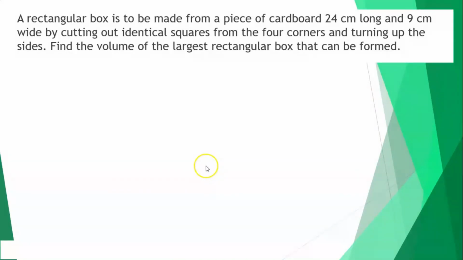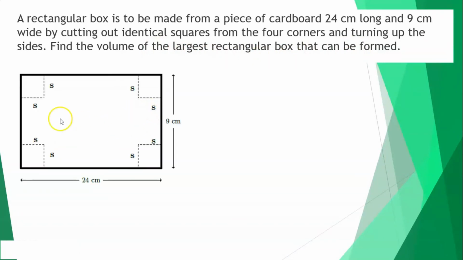Okay, another. A rectangular box is to be made from a piece of cardboard 24 centimeters long and 9 centimeters wide by cutting out identical squares from the 4 corners and turning up the sides. Find the volume of the largest rectangular box that can be formed. Now take note, when you sketch, this is the given. This is 24 centimeters long. This is 9 centimeters wide.